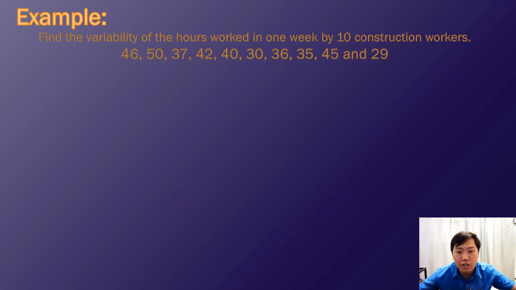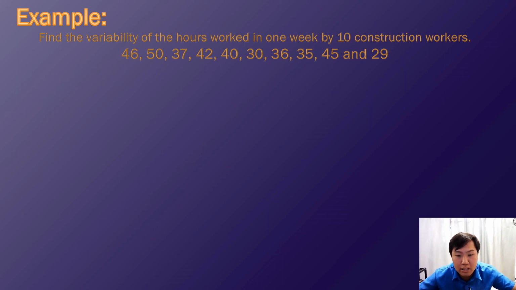So I will give you an example problem para mas lalo na natin maunawaan kung paano nga ba kinukuha yung mga measures of variability. So our example problem, find the variability of the hours worked in 1 week by 10 construction workers. So we have the following ungrouped data, 46, 50, 37, 42, 40, 30, 36, 35, 45, and 29.